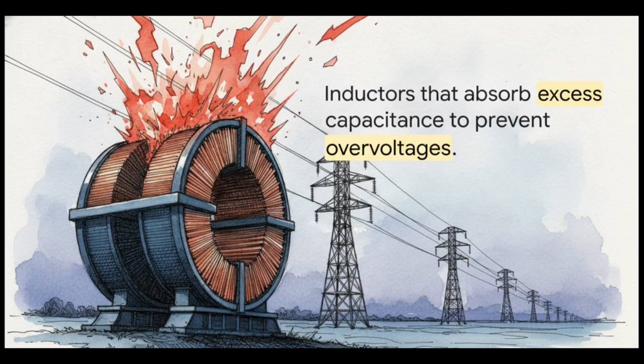But sometimes the grid has the exact opposite problem. On very long, lightly loaded high-voltage transmission lines, the natural capacitance of the lines themselves can actually generate too much reactive power. This causes the Ferranti effect, leading to dangerously high voltages at the receiving end. To stop the lines from essentially overcharging themselves, engineers deploy shunt reactors. These are giant inductors used to absorb that excess power before it causes a catastrophic spike.